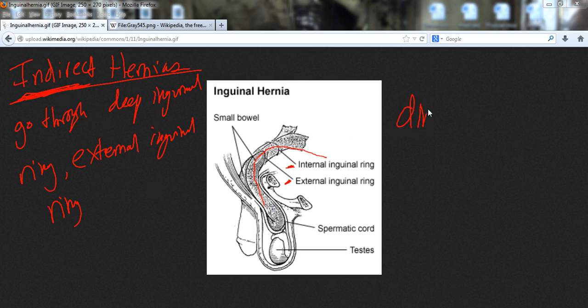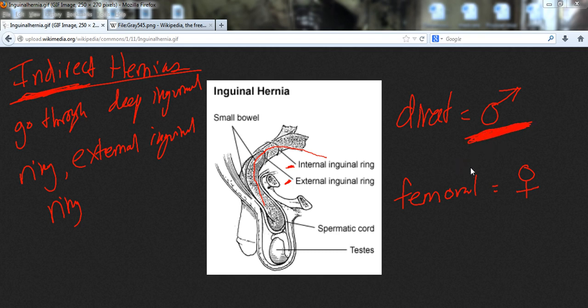Direct hernias. If you see a direct hernia, you want to be thinking male. And next, we're going to be talking about femoral. You want to be thinking females. So if you're ever asked a test question, if that test writer has any sense to them, they're going to associate men with direct hernias because it's about a 10-to-1 ratio. Men get direct hernias 10 times more.